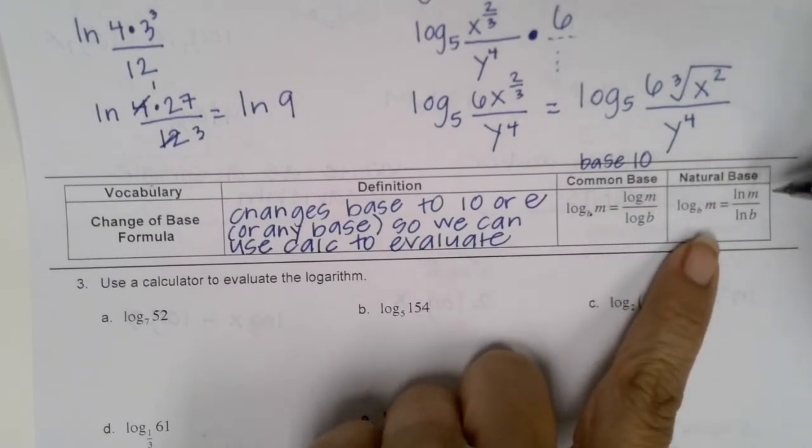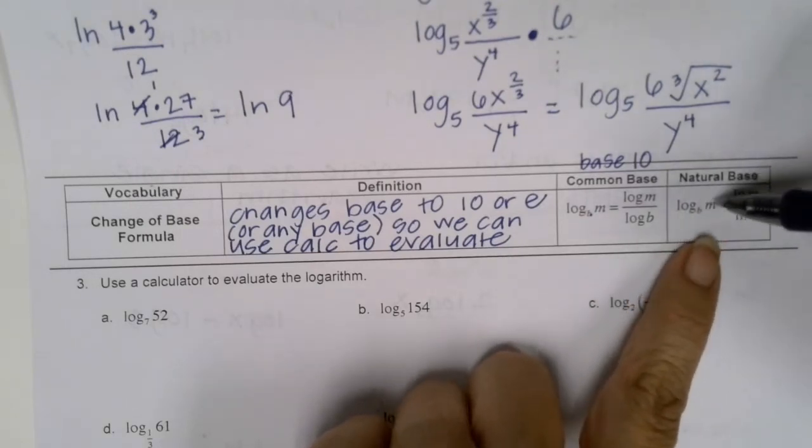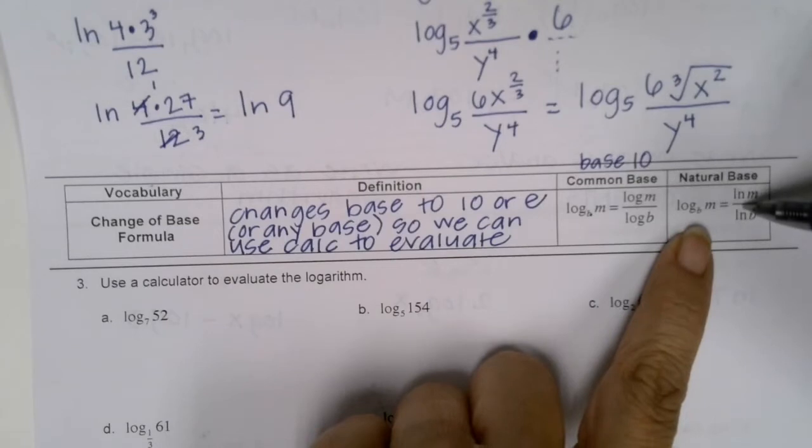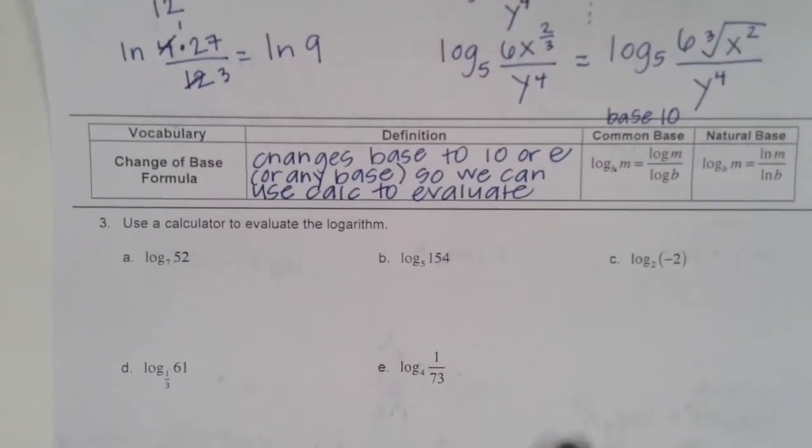If you'd like, you can also use e, and if you're using base e, then it would be the natural log, because e is the natural number. So again, same thing though, you take the natural log of the argument over, you're changing the base to the natural log of whatever the base was. Okay, so let's see this in action.